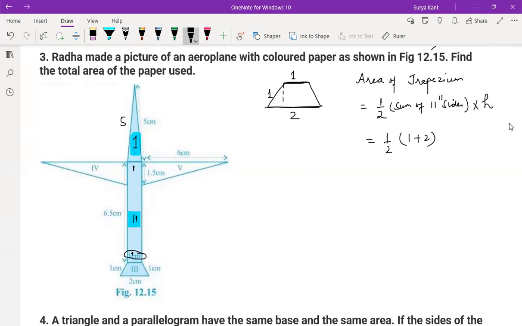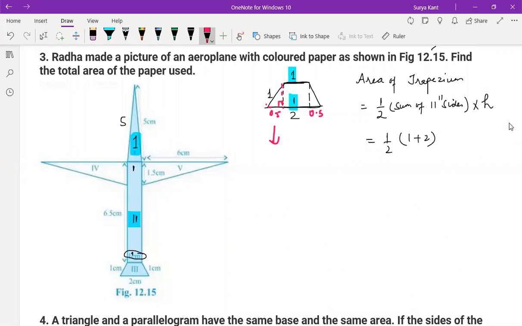This height you don't know. So height you can find. See, if you make 2 lines here like this, so if the upper part is 1, then the lower part is also 1. And this part you can write 0.5 and this part is 0.5. So in this triangle you can find the height by using the Pythagoras theorem.